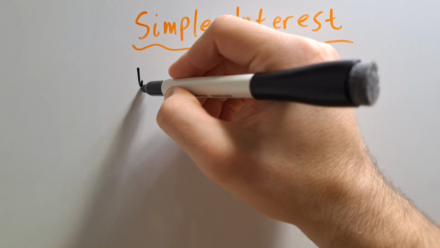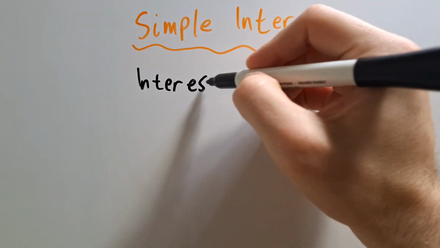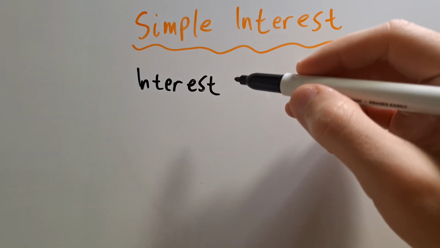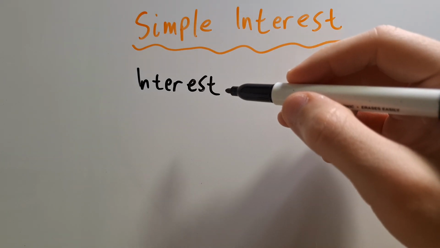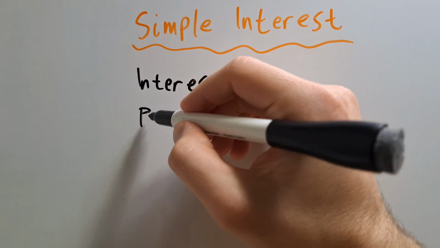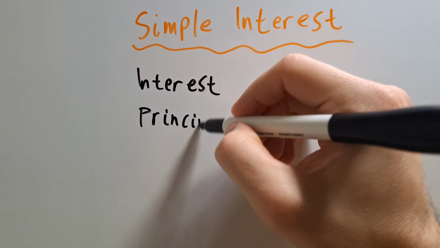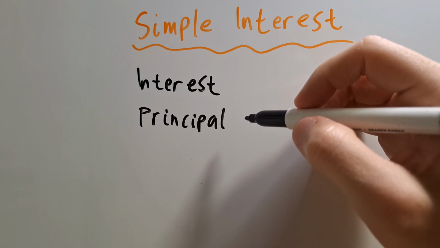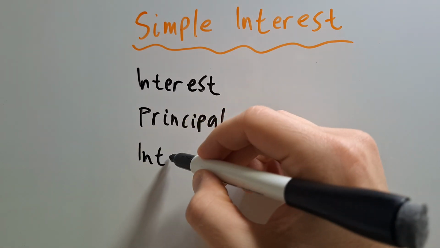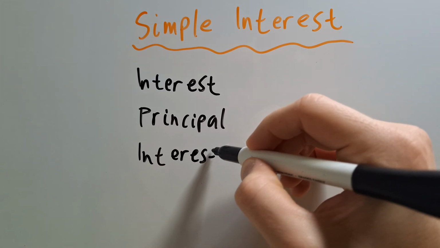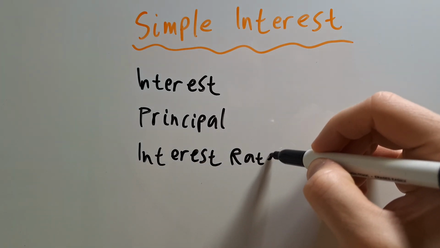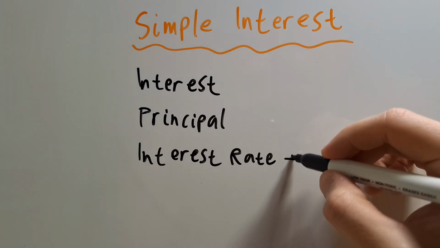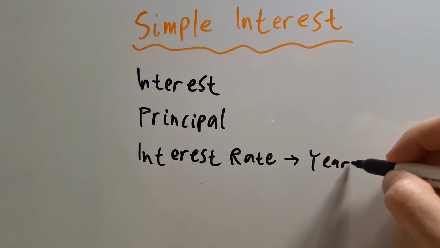So interest is a fee paid or a charge made for lending or borrowing money. The amount of money borrowed is called the principal amount. The charge for interest is usually given as a percent called the interest rate. And the interest rate is assumed to be per year for 1 year, unless otherwise stated.